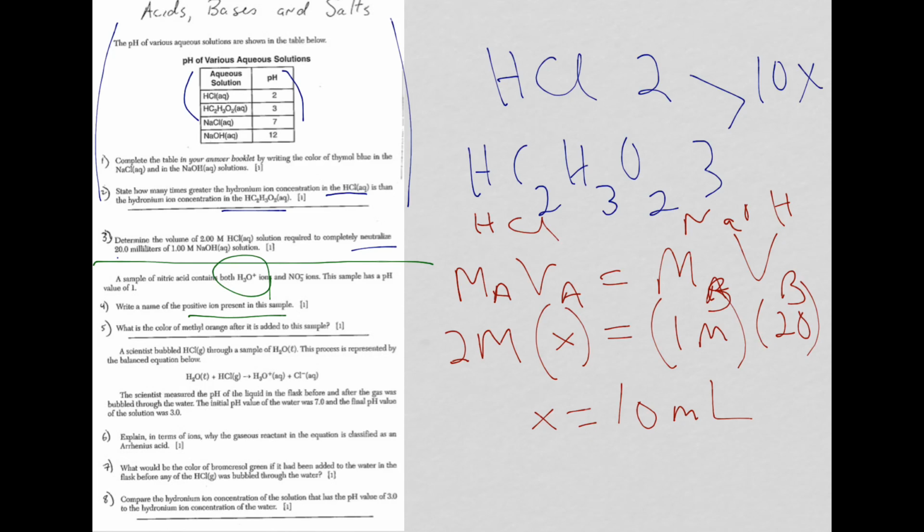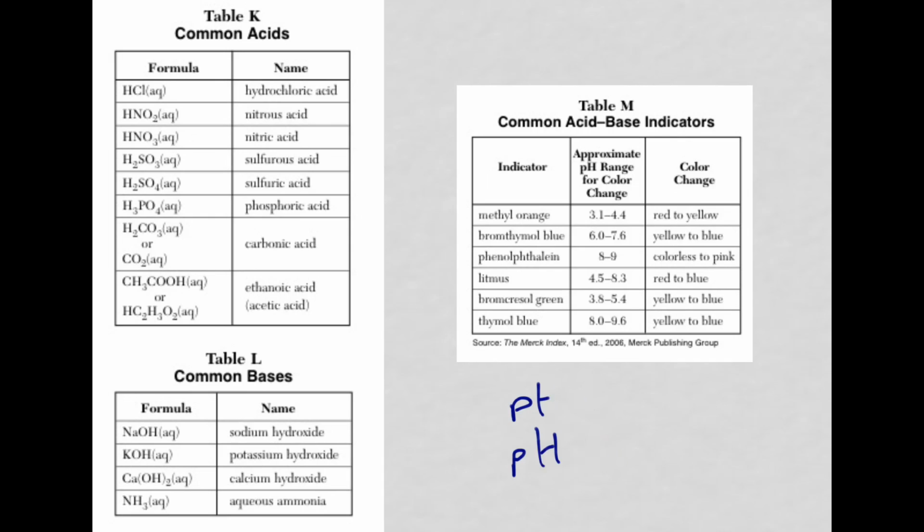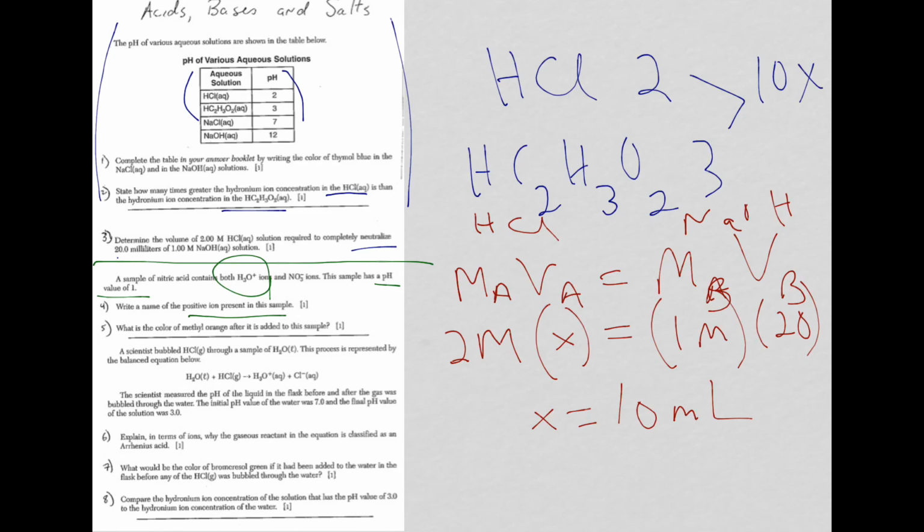Okay, so we need the reference tables again. We're dealing with methyl orange and a pH of 1. So I go to reference table N. Let's get rid of this so we can see. Methyl orange. Right? And we're dealing with a pH of 1, we're on this side, so of course the color is red. Alright, let's take a look at the rest of the questions in the next video.